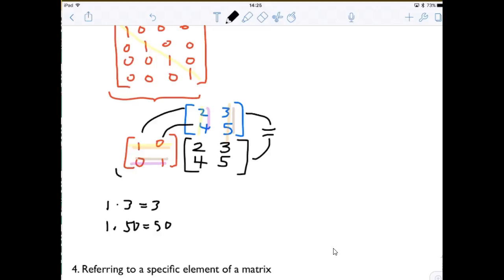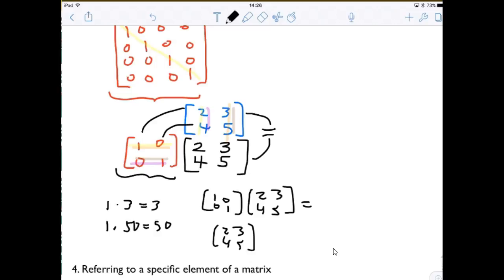And that's the same thing that happens when you have the identity matrix. It's kind of like multiplying by 1. And that works in both directions. So if I do 1, 0, 0, 1 times matrix 2, 3, 4, 5, I'm going to get the same thing back. And if I do it in the opposite order, it's also going to give me the same thing back.